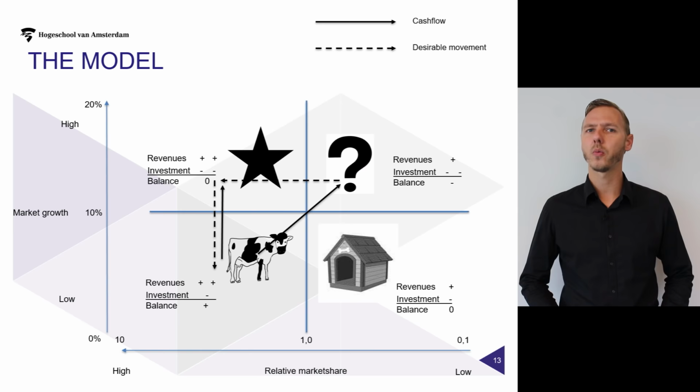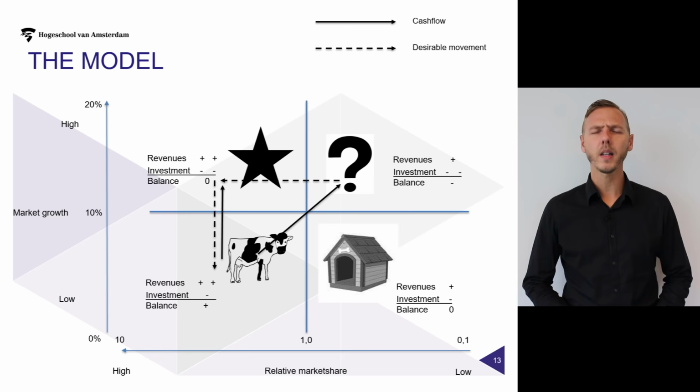So there's a really strong connection between these segments. So don't rush and tell everybody, okay, look, we've got some dog business here, let's get rid of it, because that's not necessarily the right choice. You have to investigate what's going on in these segments. The same goes for question marks and star business and cash cows.